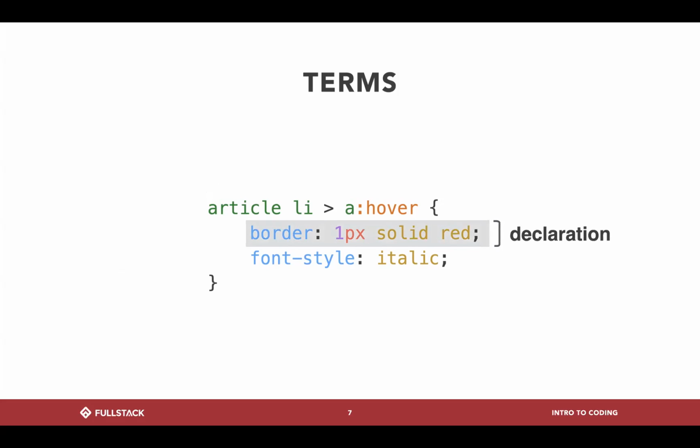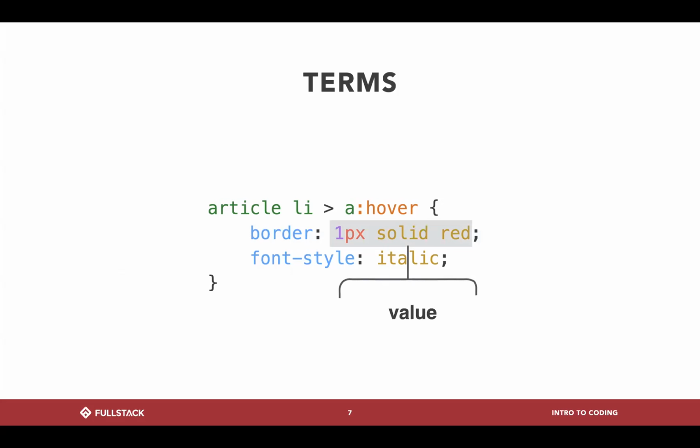And then we have what's called a declaration. This is just saying, this is a kind of styling that I want to do, right? This is something that I want to apply to that element that I'm selecting. So I've selected the element and I want to give it a border that is 1 pixel wide and is red. So it's a property and then a value, right? So the declaration is made up of a property and a value.